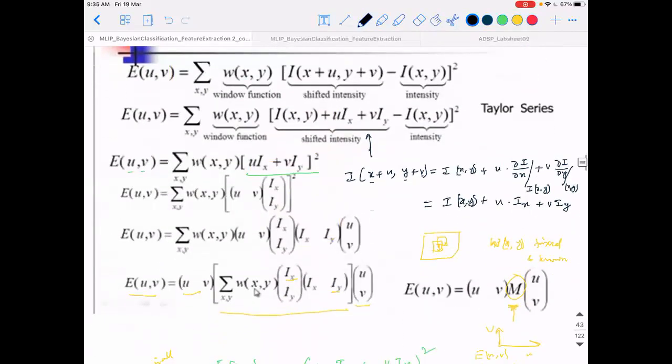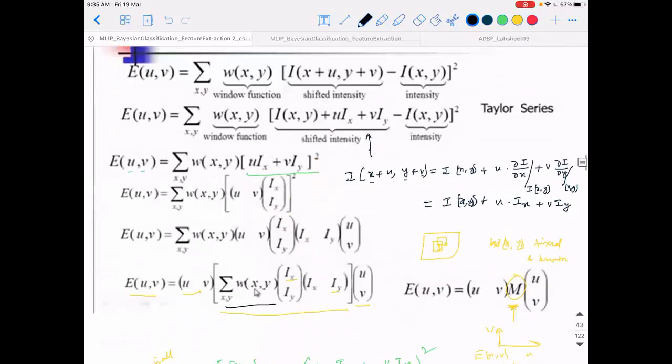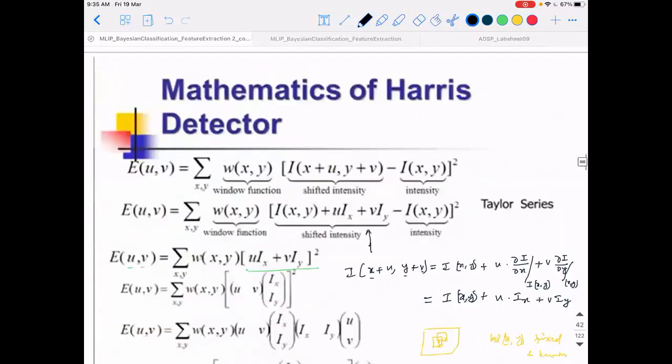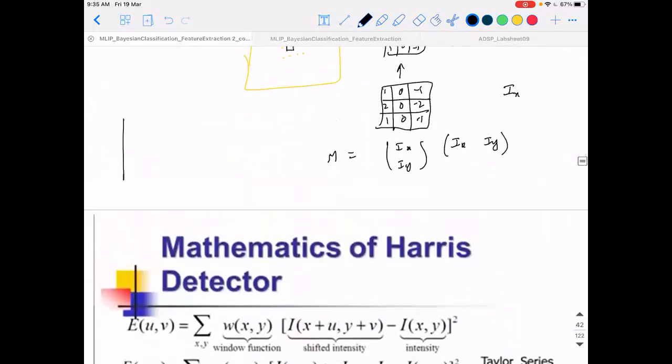This is the matrix M, but it is multiplied with a sigma operation, right? Because of this sigma operation, this is nothing but a convolution with the weight mask. So the procedure is: initially we find the Ix matrix and keep it with us. Similarly, find the Iy matrix and keep it for a given image. Assume that both are there.